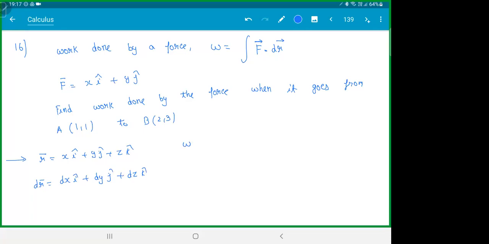Substitute in the formula. The work done is the integral of the force, x i cap plus y j cap, dot dx i cap plus dy j cap plus dz k cap. So we have to do a dot product first. That will give you x into dx, because i caps will multiply together. y into dy, y will multiply together. z is gone, there's no z here.